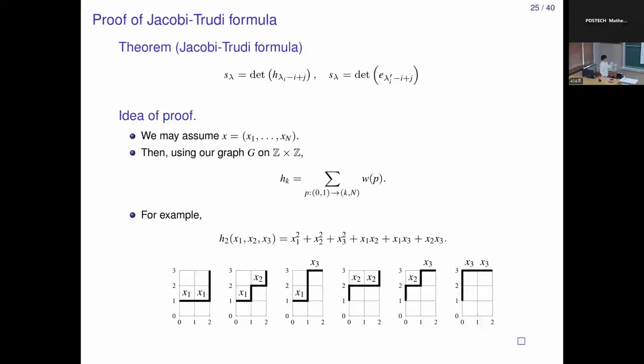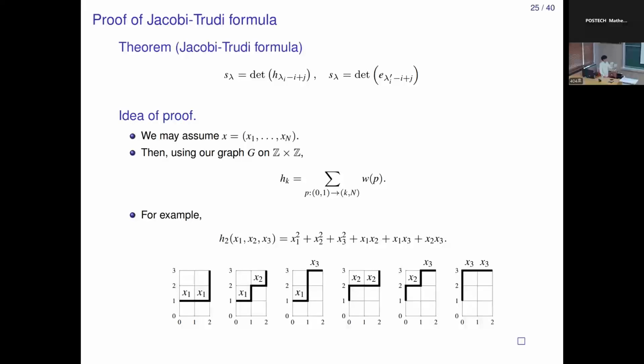If you compute this homogeneous symmetric function with 3 variables, then we know that it should be this. But each term corresponds to exactly one path from (0, 1) to (k, n). In this example we have 6 terms, 6 paths. And see, this corresponds to x1 squared, this corresponds to x2 squared, etc.